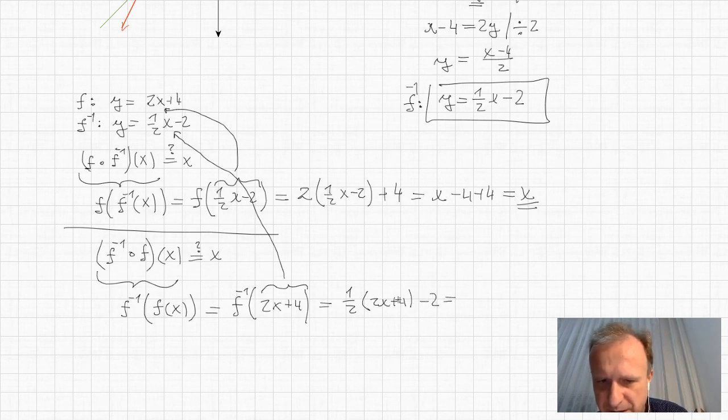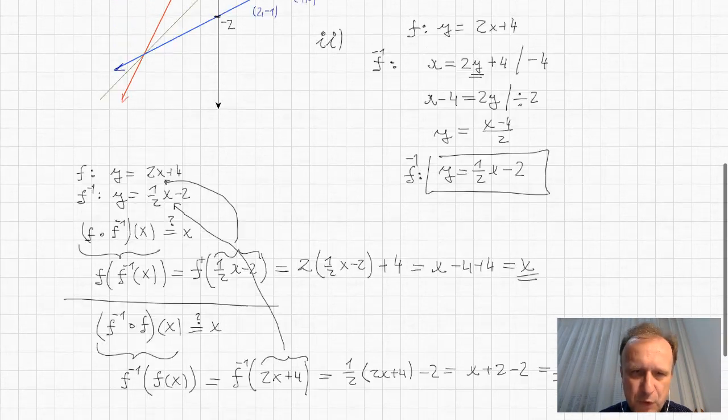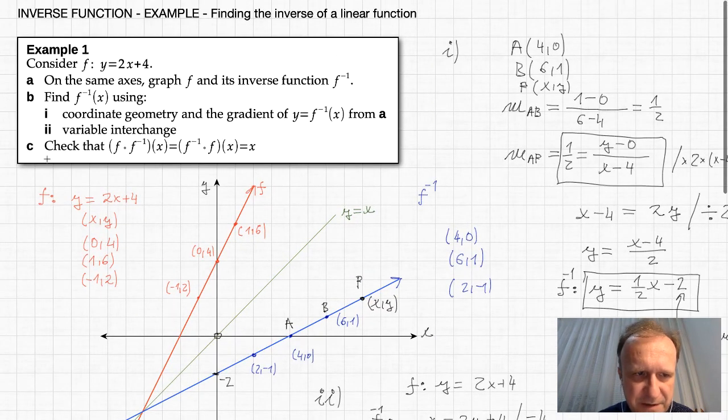So you see what you get. If you multiply it out, you get x plus 1/2 times 4, which is 2, minus 2, which is again x. And this proves the fact in part C: the composite function of f and f inverse is the same as the composite function of f inverse and f, and it's the identity function.